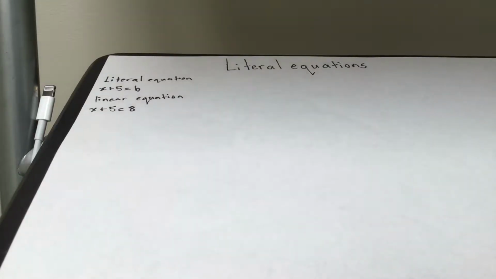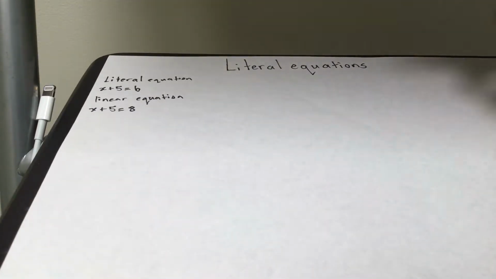Hi everyone, today we're looking at literal equations. As you might have known, a literal equation is an equation with several letters, such as x, a, and b. Literal equations are similar to linear equations, but the only difference is that literal equations have several letters, whereas linear equations don't. But they use the same method of solving.